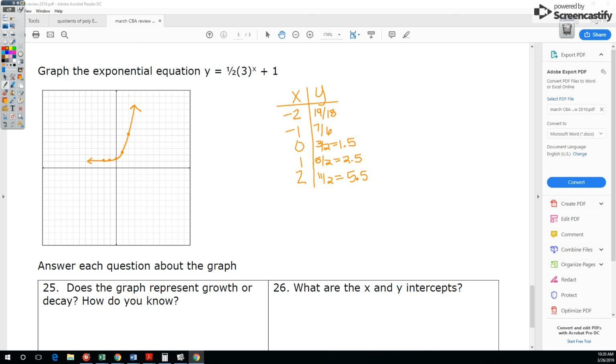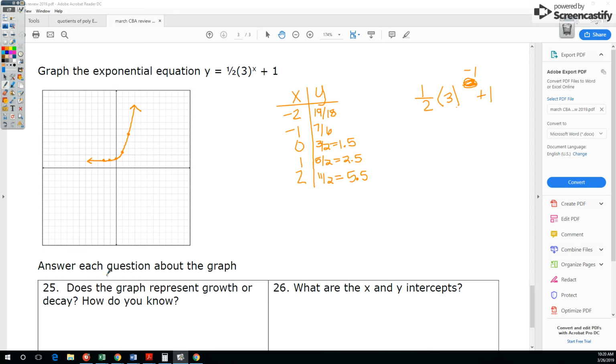Okay, in the last video, I showed you how I made my table by just plugging into my calculator. So I did 1/2 times 3 to the -2 power plus 1, and I got 19 over 18. That was a little bit more than 1, so I graphed that. I did the same thing, but just changed this -2 to a -1 in my calculator, and that's how I got 7 over 6, which is just a little bit bigger. Then I got 1.5, I got 2.5, and 5.5. That's enough points for me to see what's going on here.